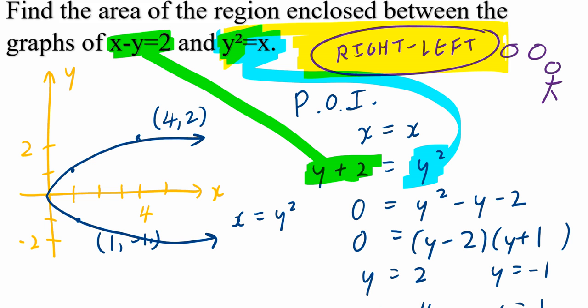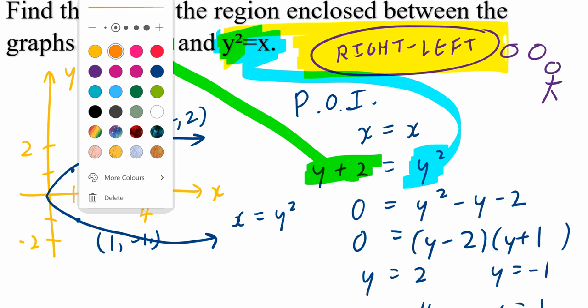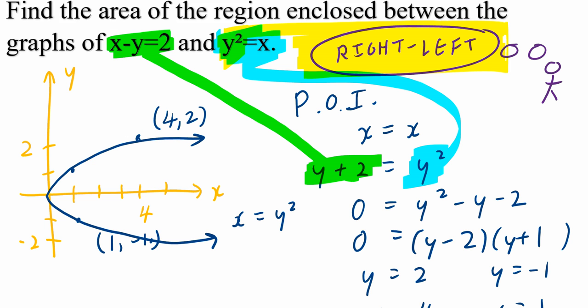Now, in a different color, I'm going to graph y equal to x minus 2. Now, how do I know that? Because again, if I think about this, x minus y equals to 2. If I isolate for y, I bring negative y to the right, I bring 2 to the left. So y equals to x minus 2. This means it's going to be a straight line with a slope of 1 and a y-intercept of negative 2.